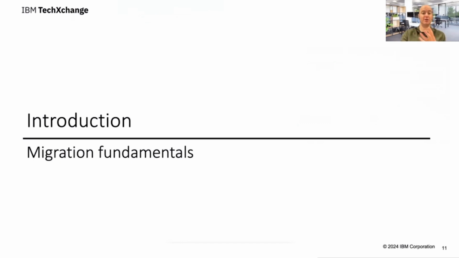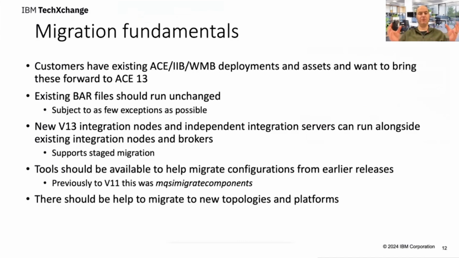So now we're going to start looking at migration. So what have we got? Obviously we've got lots of customers out there that are still running existing ACE, IIB, and even WMB deployments, and they want to bring those assets, their message flows, their message sets, forward to version 13. You've got existing BAR files, you want to be able to run those unchanged with as few exceptions as possible. There's always going to be some exception, but for most people, you can bring your existing assets forward into version 13. We want to support a staged migration, so you can run your existing servers and nodes in production, complete them there, start up your new ones at version 13, and run them alongside. There's no need to do a big bang switch or anything like that.